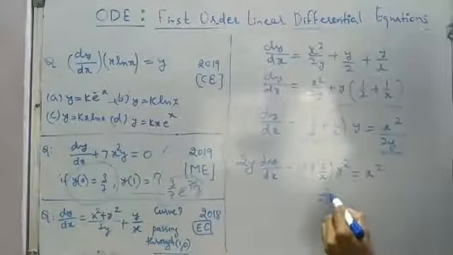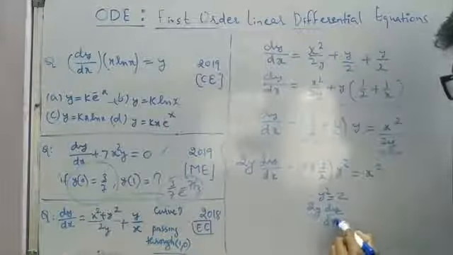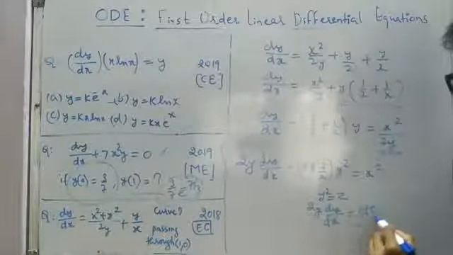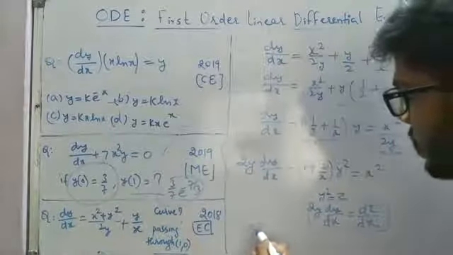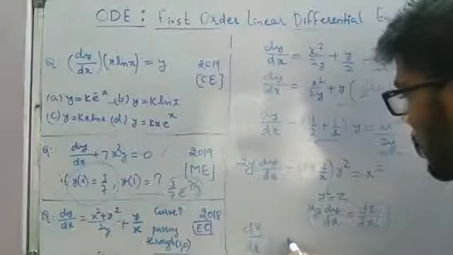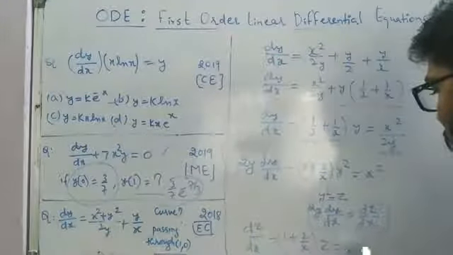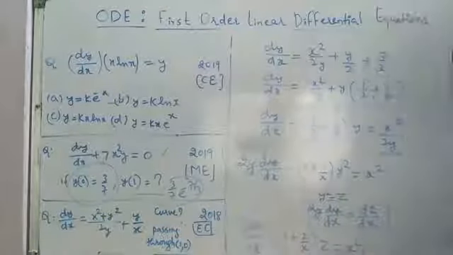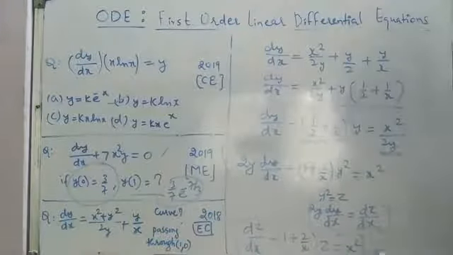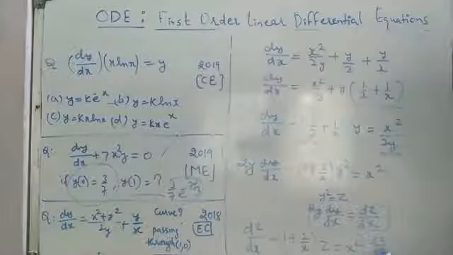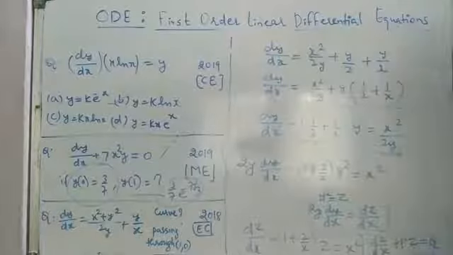So y square we will put as z. Differentiate both sides with respect to x. So 2y dy/dx is nothing but dz/dx. So this is dz/dx minus (1 plus 2/x) z equals x square. And now we have the equation in our standard form, dz/dx plus Pz equals Q, right? So this is our standard form.